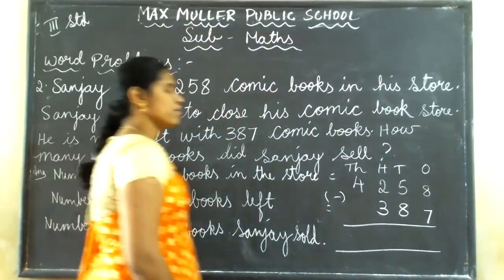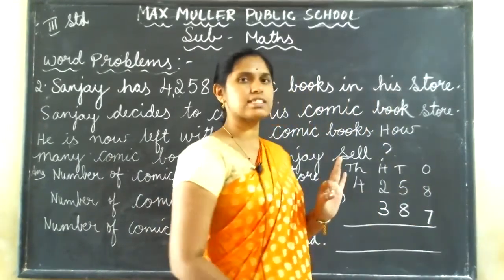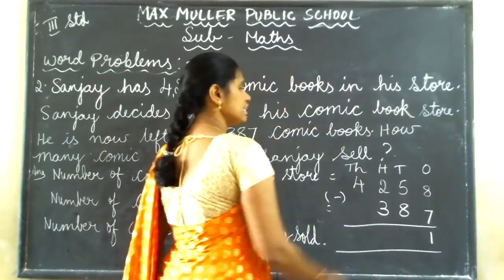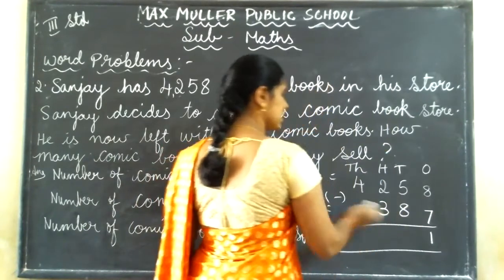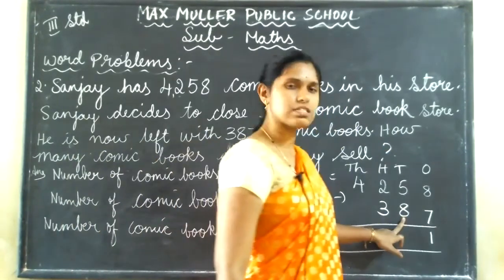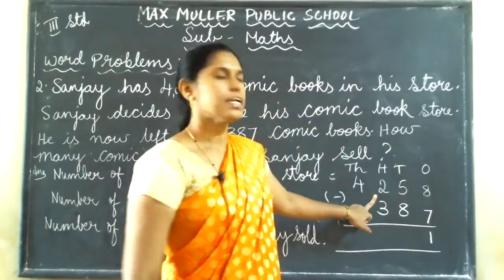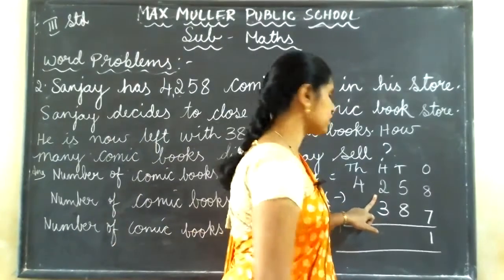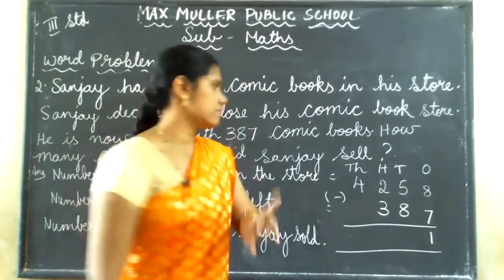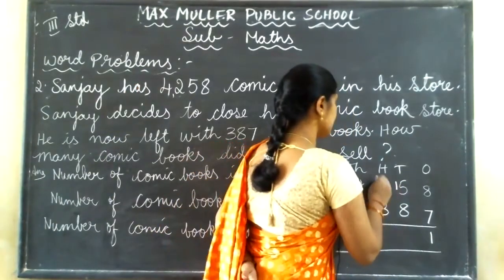Understood? Now, from one side, we will start: 8 minus 7. From 8, if you minus 7, how much will you get? 1. So write 1. In the tens place, you see 5 minus 8. From 5, can I minus 8? From a smaller number, can I minus a bigger number? No. So go to which place? Hundreds place. In hundreds place, what is the number they have given? 2. From 2, if you minus 1, how much will you get? 1. This one I am writing in tens place. This one I will write in hundreds place.